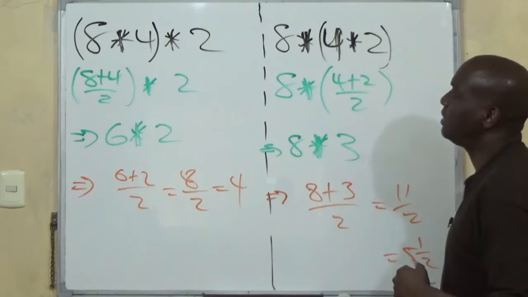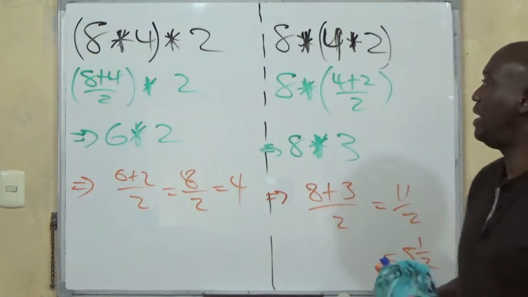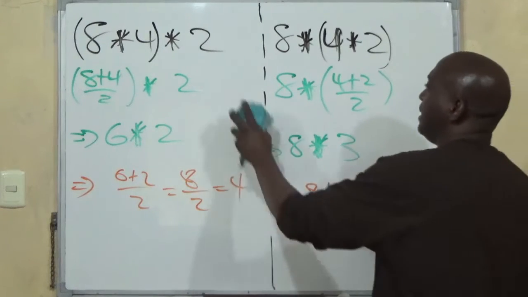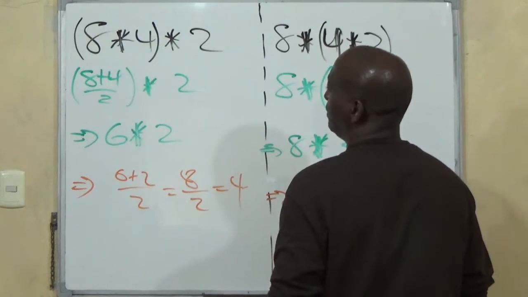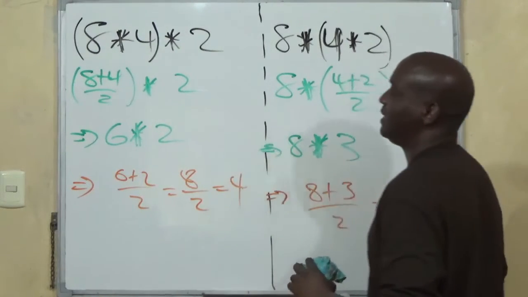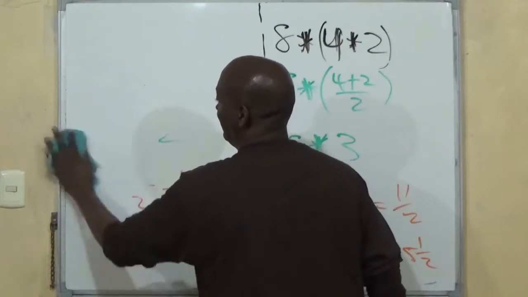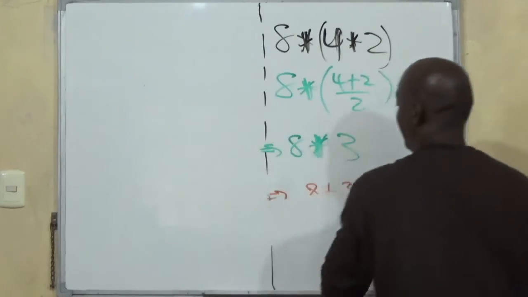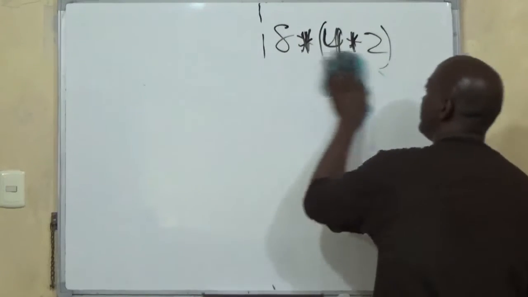Let us do the same thing now for the commutative property. 8 star 4 and 4 star 8. Let me see what we get. Aha! This one is commutative. So we will do the contrast between this one and the others. Right? Yeah, this is a nice example. Right? Pay attention.